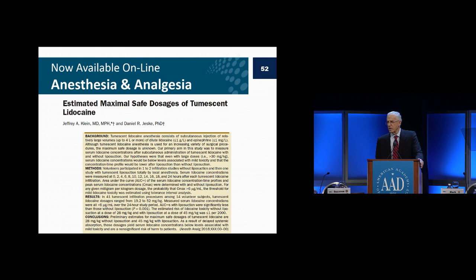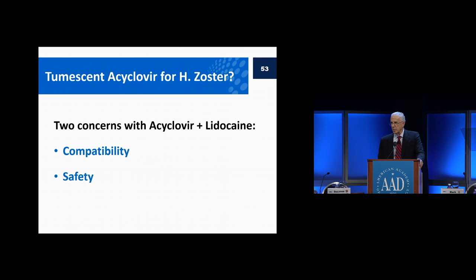And here, this is our data published in Anesthesia and Analgesia. It'll be published in May. And this is now available online that reviews all of these results.